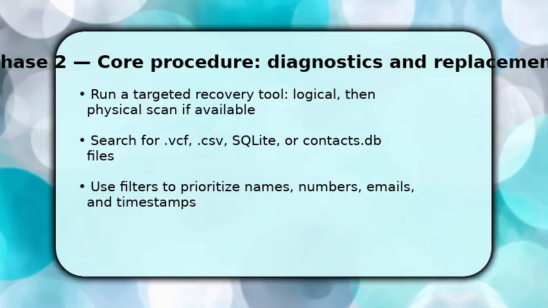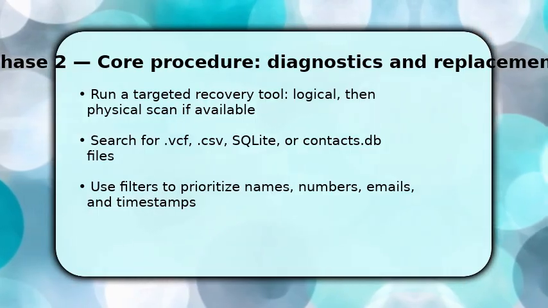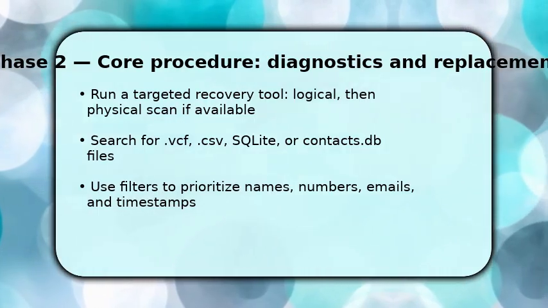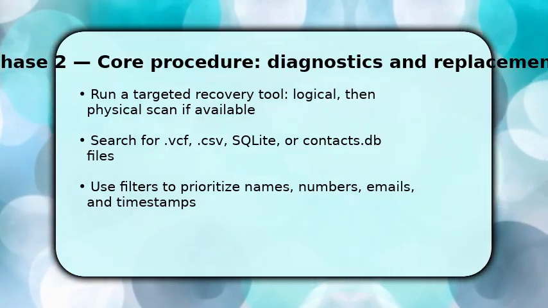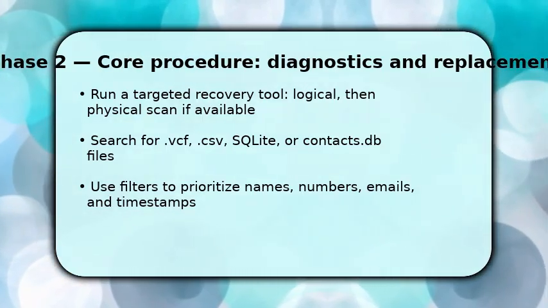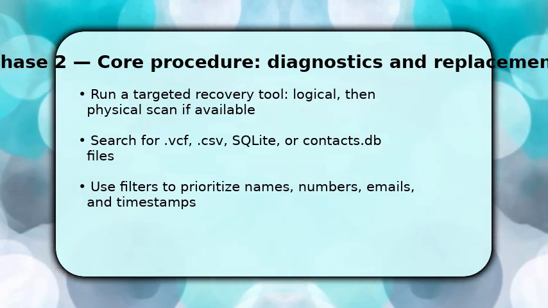While scanning, filter for VCF, CSV, or SQLite contact tables because these contain names, numbers, and timestamps. Make sure to export recovered items to your computer first. You'll then clean duplicates and verify entries before re-importing to avoid corrupting your live address book.